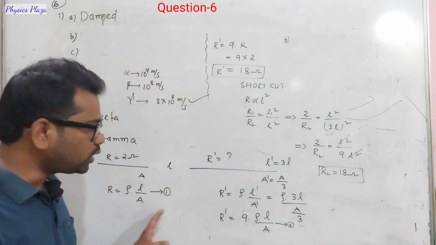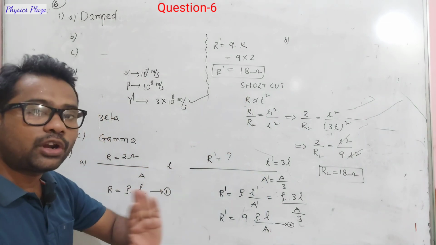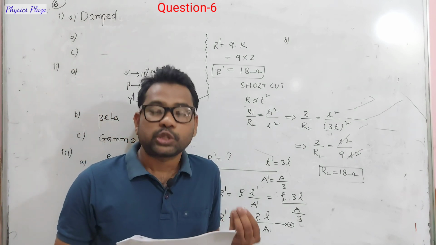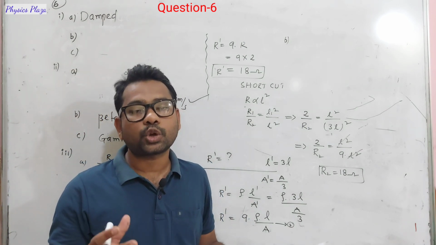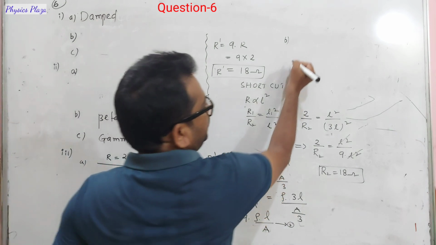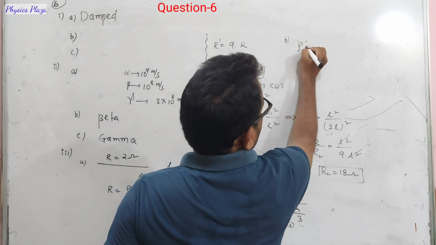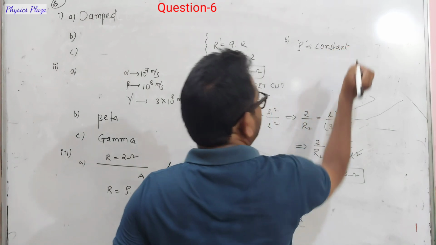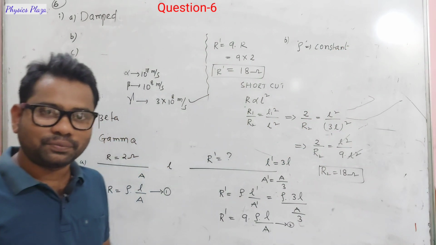So in this process, what are we doing? We are just stretching, we are not changing the material. So the answer is that specific resistance remains constant. That is, rho, the specific resistance, remains constant. That's it. For writing that specific resistance remains constant, you will get one more mark. Okay, children.